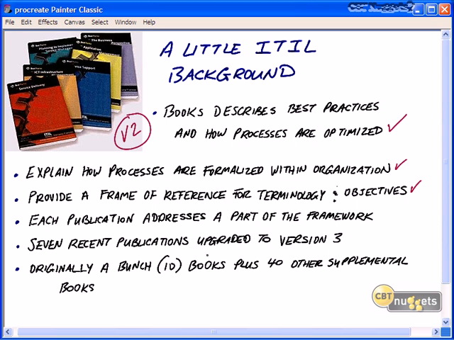Now, the background of this is these were all based on a very famous guy named Dr. W. Edwards Deming. And this fellow is so important, he's so critical, he's so vital to this entire ITIL that I'm going to take a sidebar real quick and talk briefly about W. Edwards Deming.